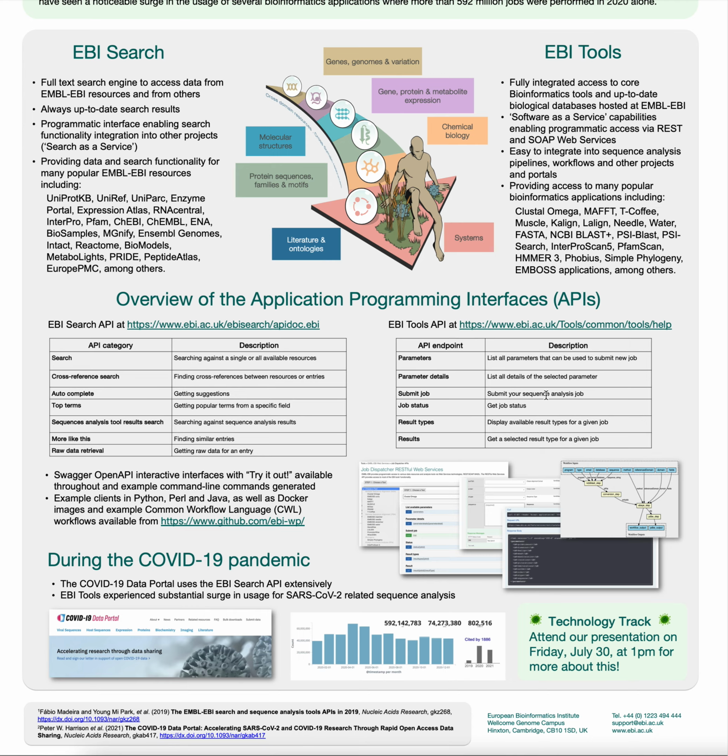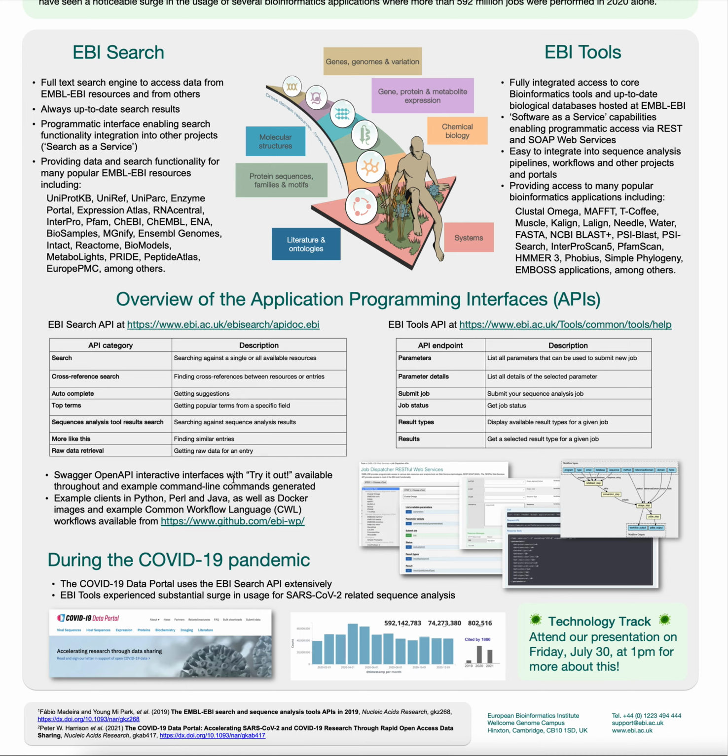Within that endpoint you can submit your data with your input sequences, for example, and your selection of options for your parameters. Once you submit the job, you get a job identifier back, which you then can use to check the status of the job, display the different available result types, as well as download particular results for that job. We provide Swagger Open API interactive interfaces for these APIs, so you can actually explore the API, try the different endpoints and see the types of results that you get back.